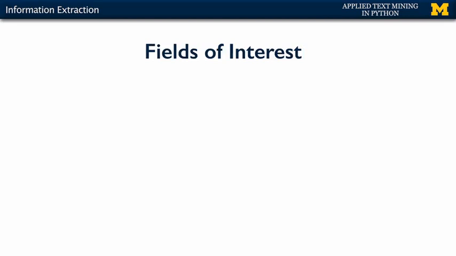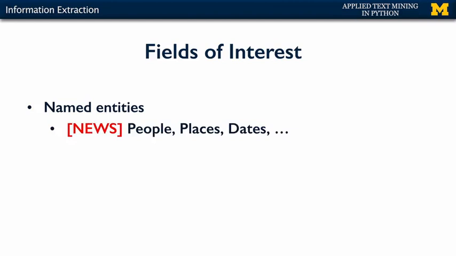The first thing to notice here is something about fields of interest. These fields of interest are named entities. If it's news, you're talking about people and places and dates and organizations and other geopolitical entities. When you say White House, you mean something completely different than a white house, right? Or when you're saying 10 Downing Street, it's a completely different meaning than the actual address, 10 Downing Street.